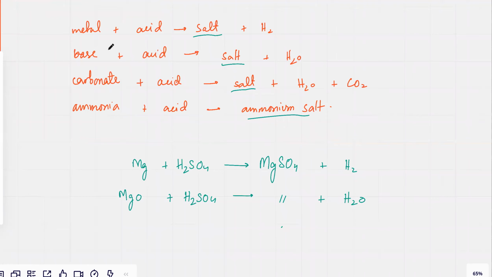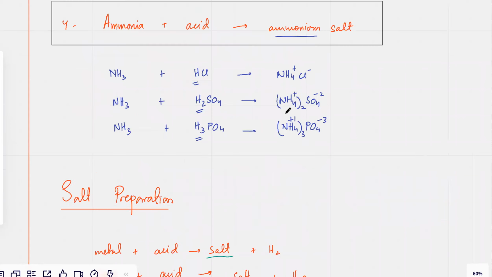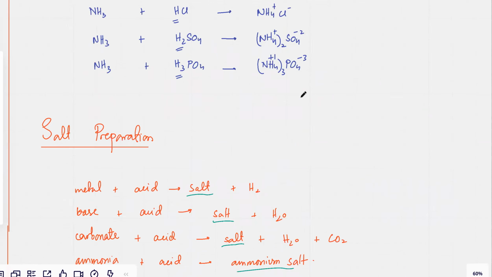Or the same salt could be produced using a carbonate plus acid. So the acid would be H2SO4, the carbonate would be MgCO3, and water and carbon dioxide are going to be produced. You can't use the 4th reaction because the 4th reaction is specifically for an ammonium salt, the one that contains an ammonium ion. So the 4th reaction is very specific to an ammonium salt, so you can't use that.